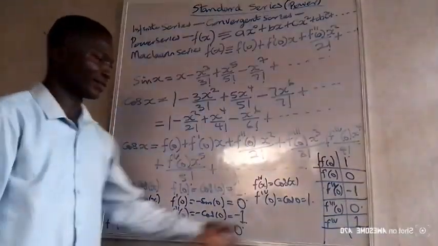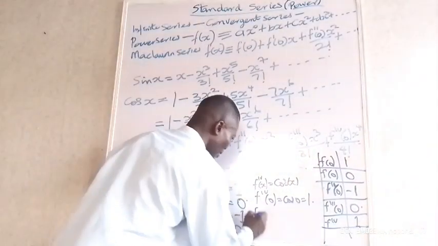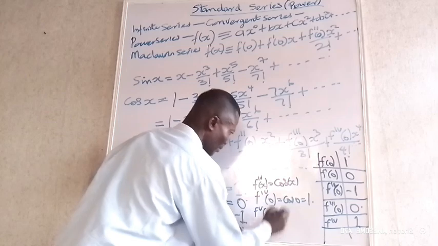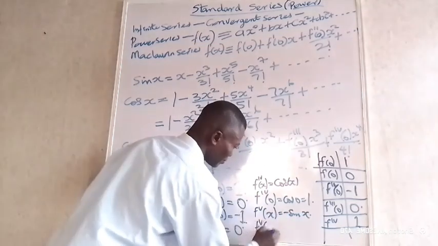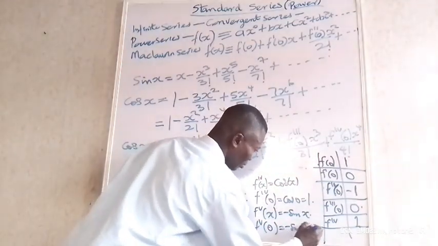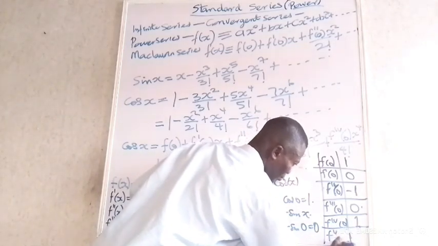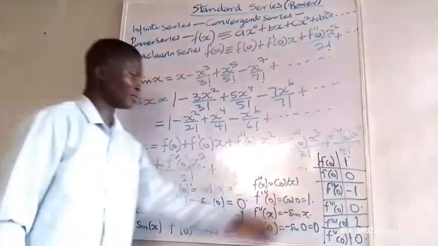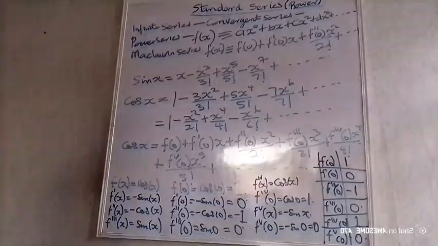So, if you continue like this, let's see if you can add this one too. So, f5, and that is equal to minus sine x. So, f5(0) is equal to minus sine 0, which is 0. So now let us substitute this in this expression and see what it will be.